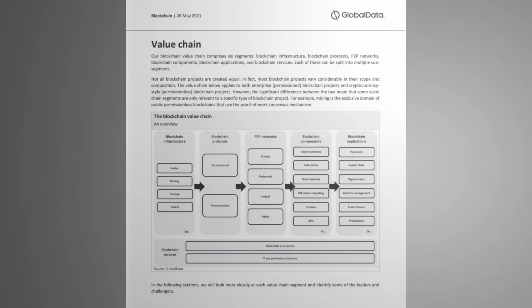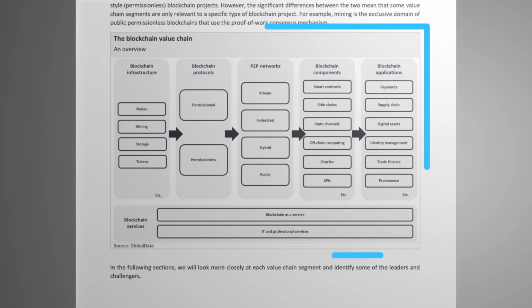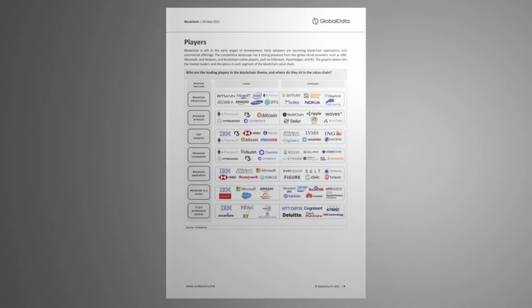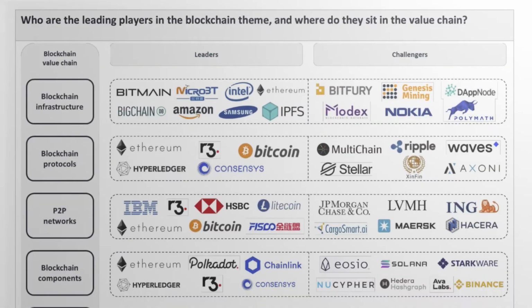In each report, expert analysts create a value chain framework. Use this to understand the different components underpinning the theme. Use the players section to understand the leaders and challenges across each section of the value chain. For example, the blockchain report highlights that Amazon and Bitmain are blockchain infrastructure leaders.